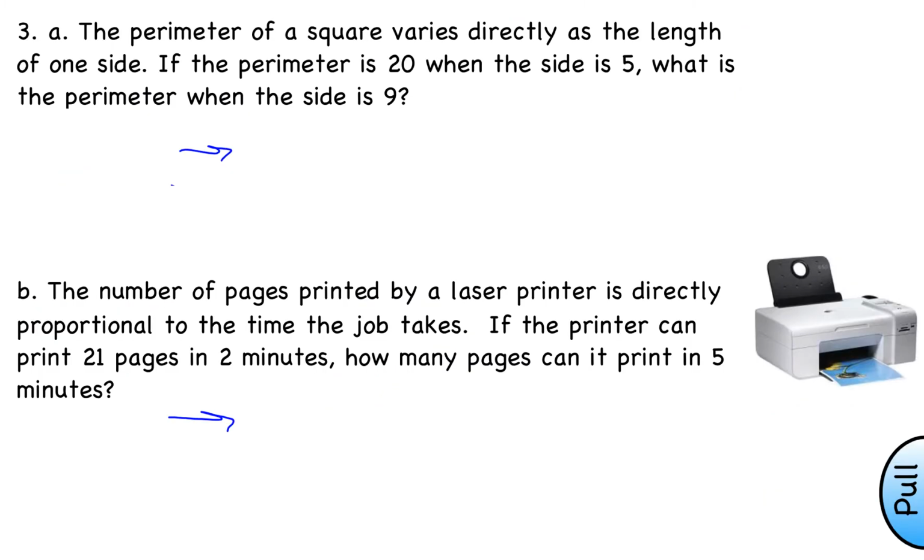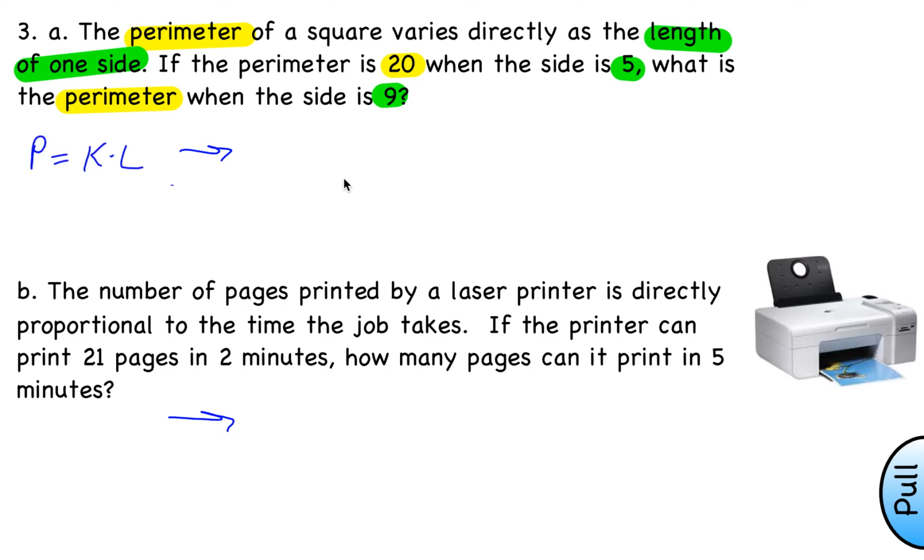Here's another example. It says the perimeter of a square varies directly as the length of the side. So perimeter varies directly as length of the side, right? If the perimeter is 20 when the side length is 5, what is the perimeter when the side length is 9? So that's what we're looking for.